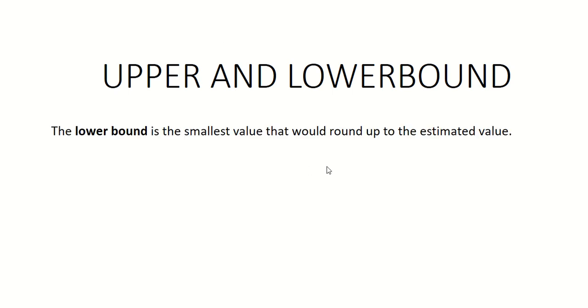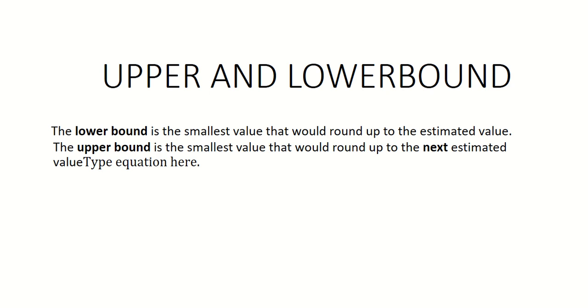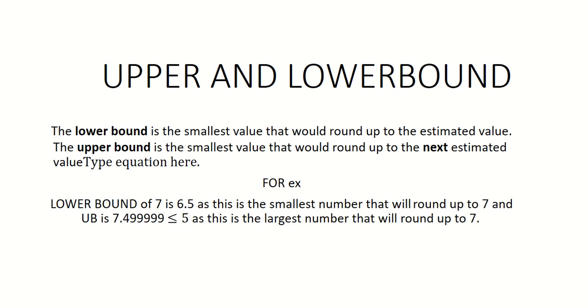Lower bound is the smallest value that would round up to the estimated value. So the smallest value that will give you your desired answer when rounded is your lower bound. The largest value that will give you your required answer when rounded is your upper bound. Okay, so let's look at an example.